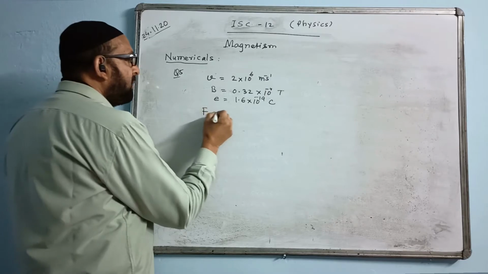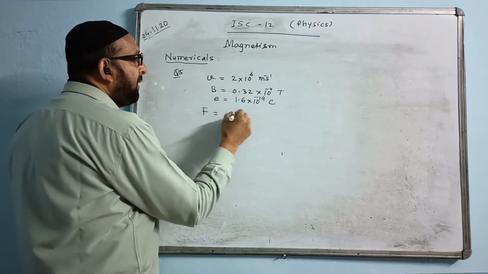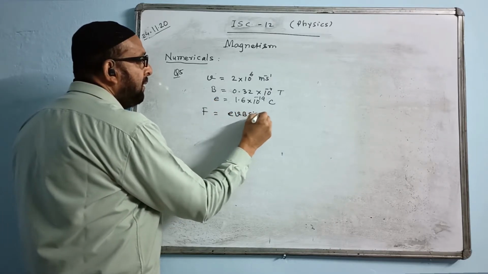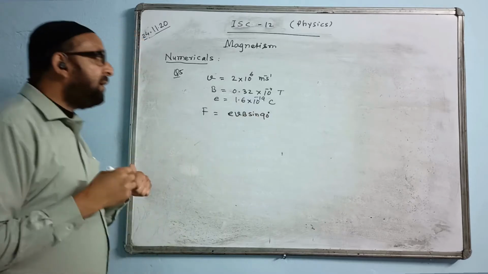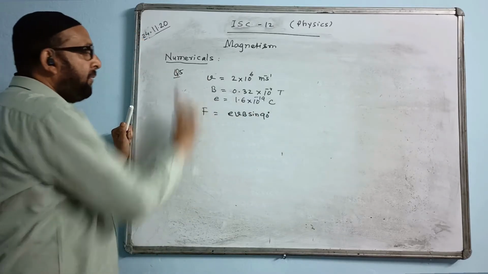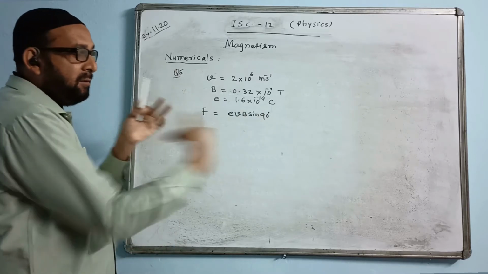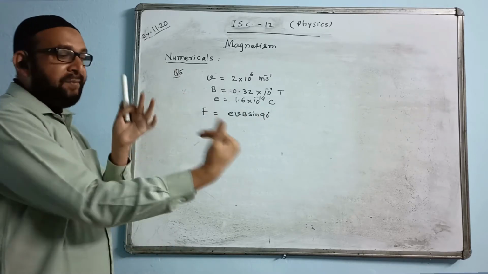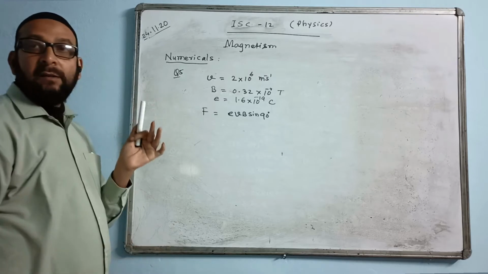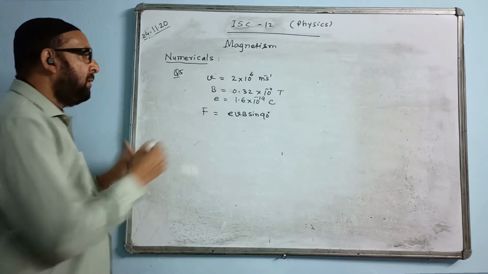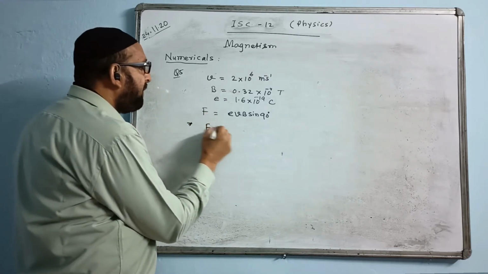Let us write down the formula first. Instead of Q we can write e. Write down eVB sin theta. Theta value is 90 degree. Why 90 degree? Because the velocity of the electron is upward and the earth's field is horizontal. Between horizontal and vertical, how much is the angle? 90 degrees. Let us calculate the value of F. Then I will talk about direction.